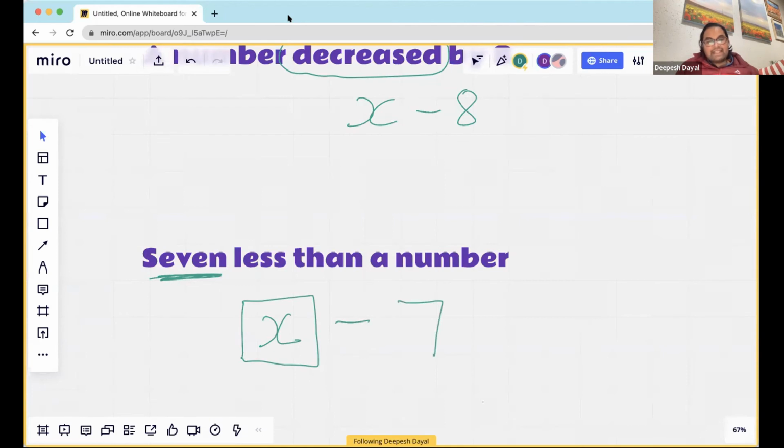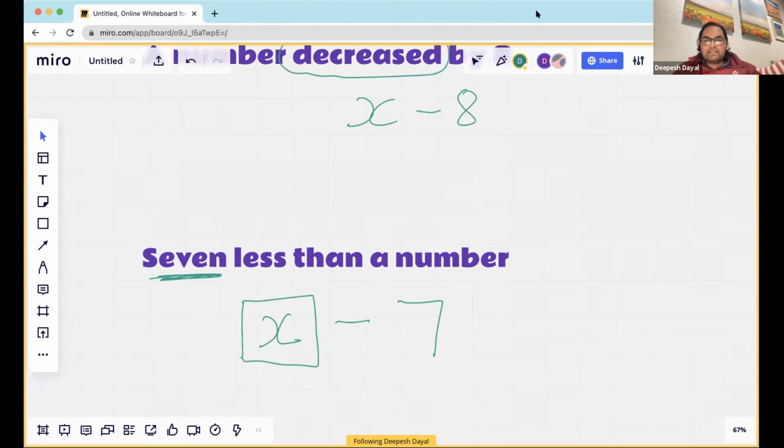So 7 less than a number. We've got a number. What is a number? It's x. And 7 less than this number. So it's x minus 7. See, 7 less than a number. So a number is x, and it's 7 less than this number, right? So it's x minus 7. Okay, 7 less than a number, x minus 7.